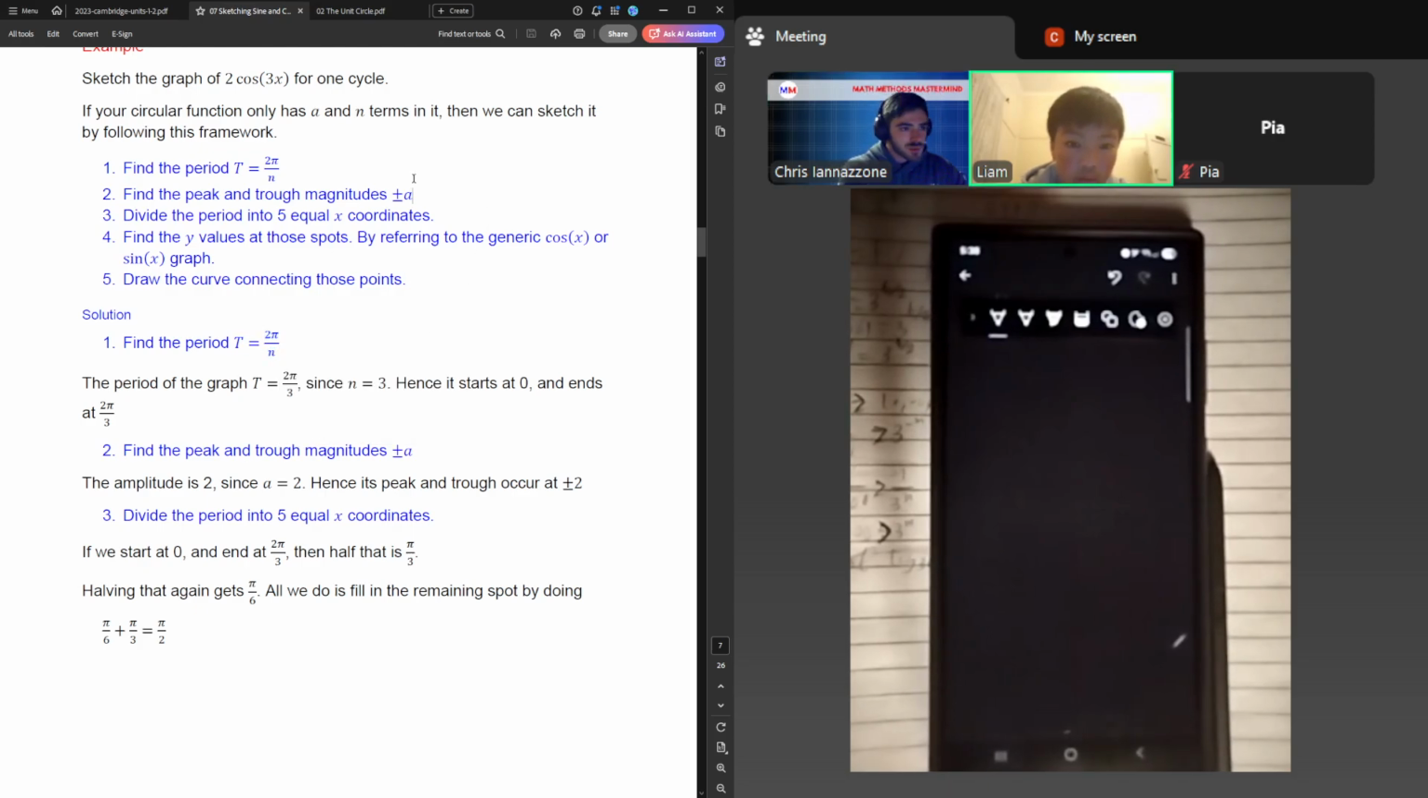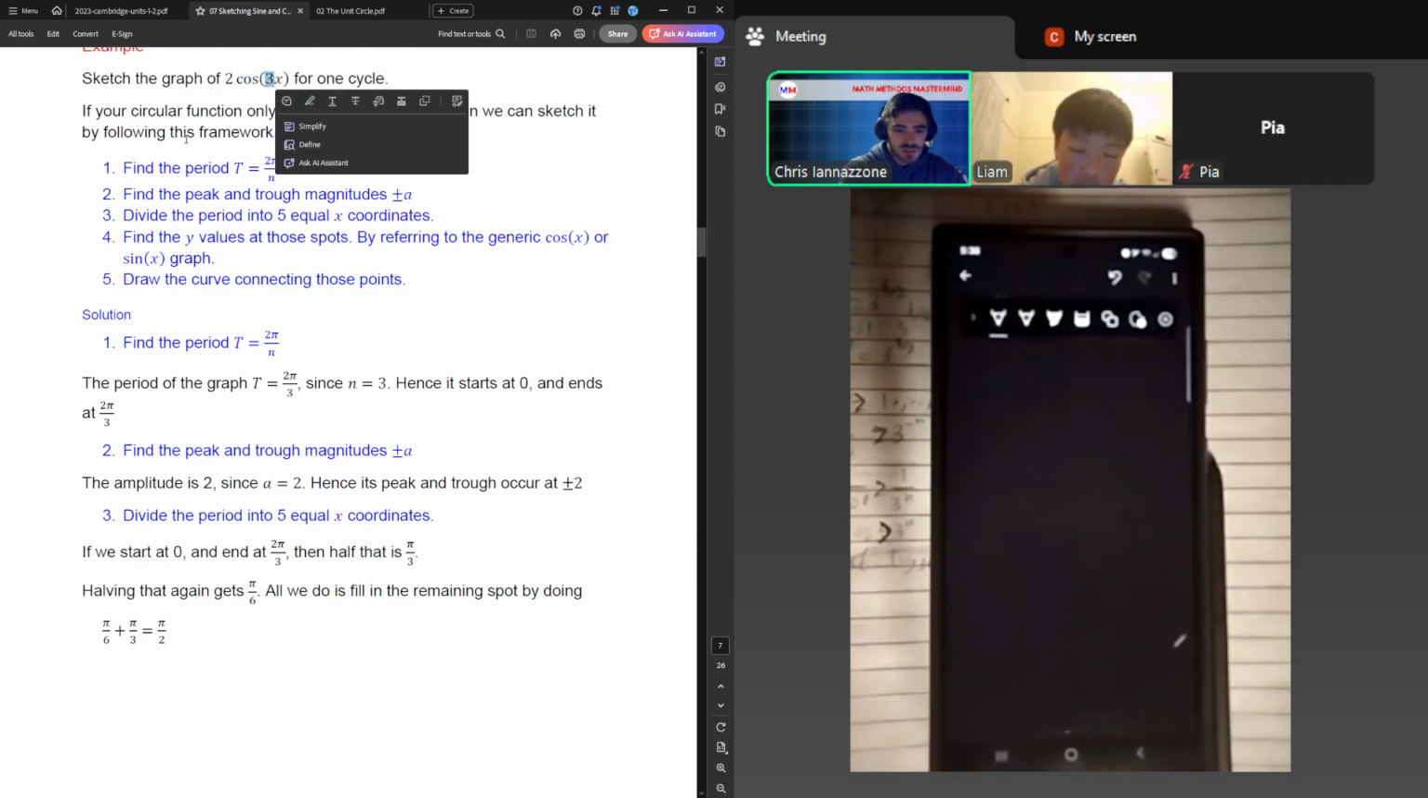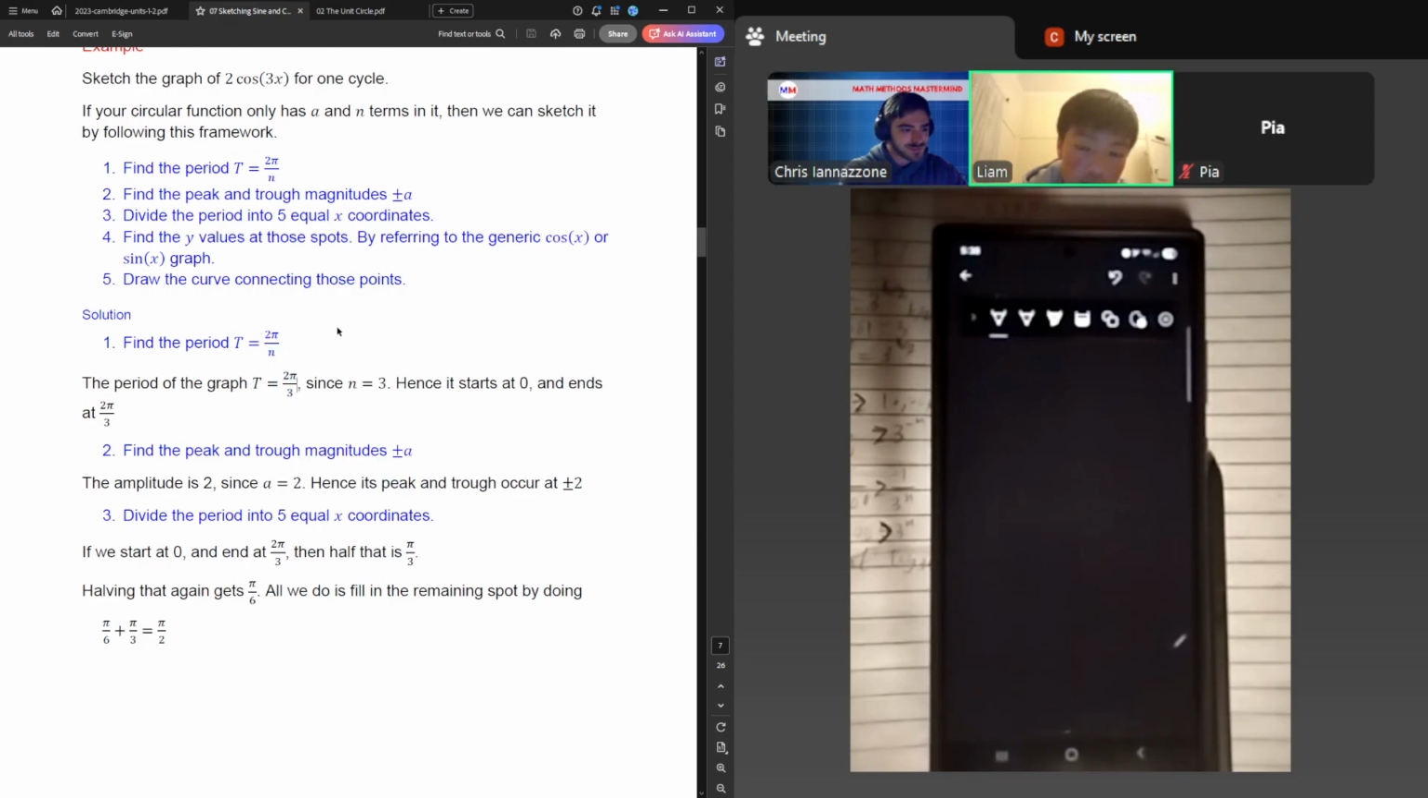First up, let's figure out what the period of our graph is. In this case, we can see the n value is going to be 3, and so... It's 2 pi over 3? 2 pi over 3, yeah, correct. 2 pi divided by n, which is 3. Next up, we'll grab our peak and trough magnitudes. That's going to be whatever the a term is at the front, and you basically just slap a plus or minus at the front of it. So peaks and troughs are now going to occur at plus or minus 2.